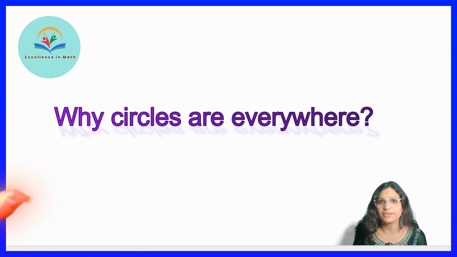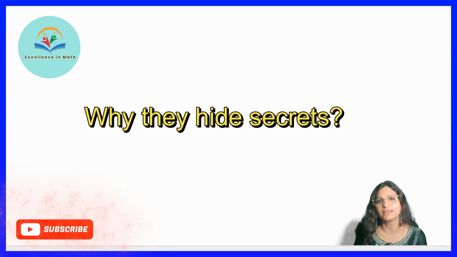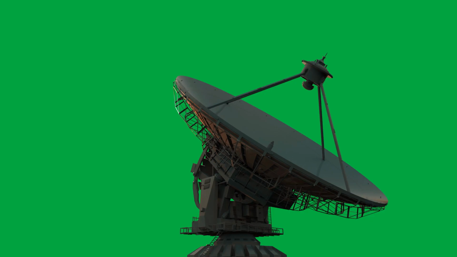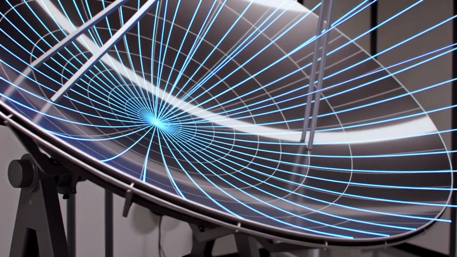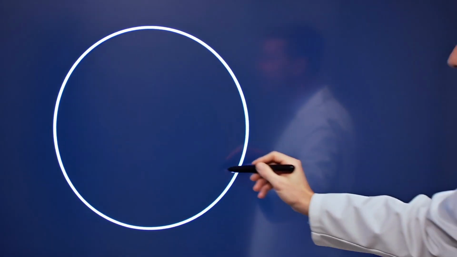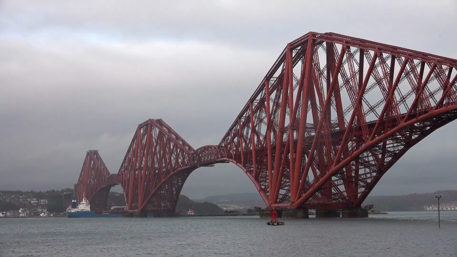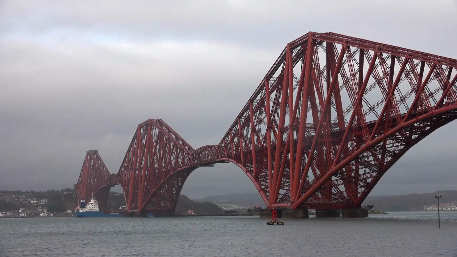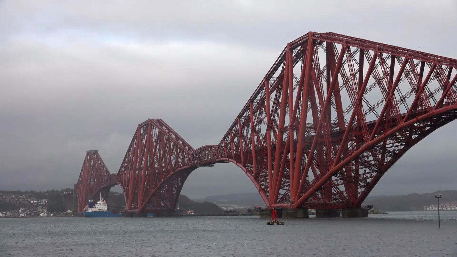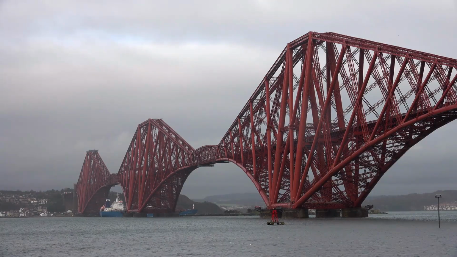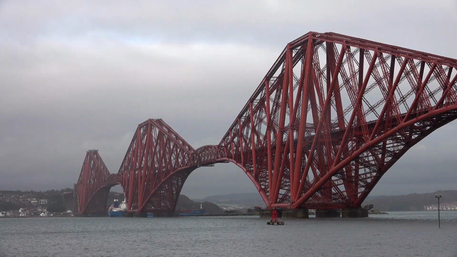Why circles are everywhere and why they hide secrets? Let's observe with some examples. Satellite dishes. A dish is a circular arc. Signals bounce off at precise angles. Positioning one uses chord and tangent theorems. Next, bridges and arches. Arch bridges follow circular curves, isn't it? The load distribution relies on an angle at the center theorem you are about to learn.